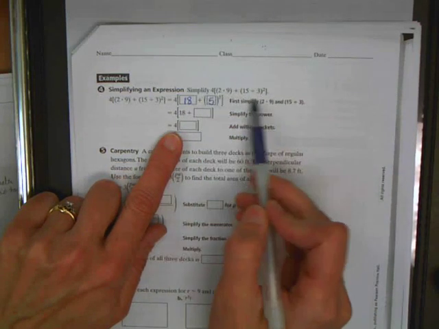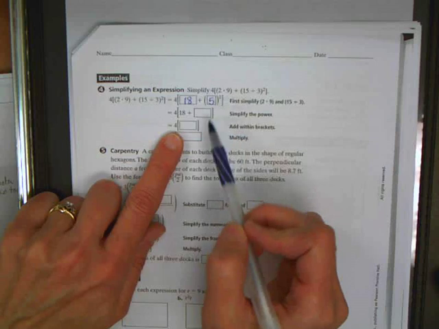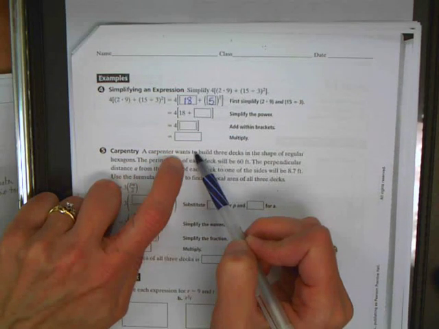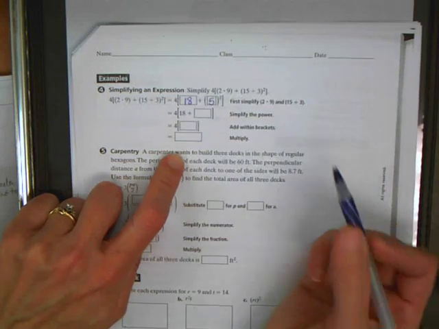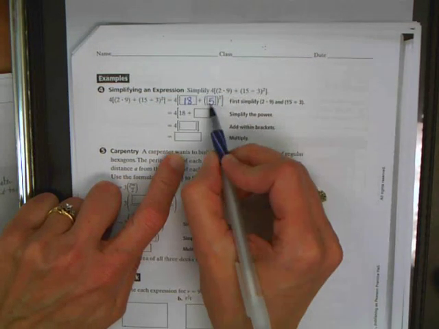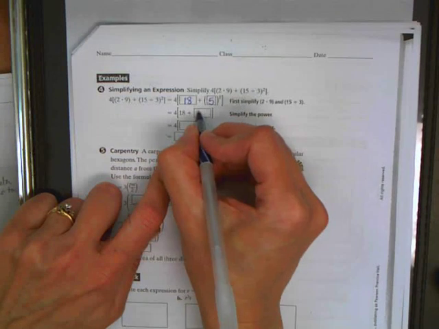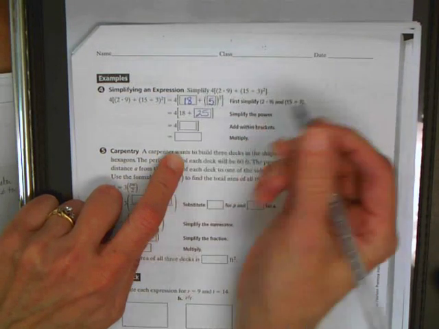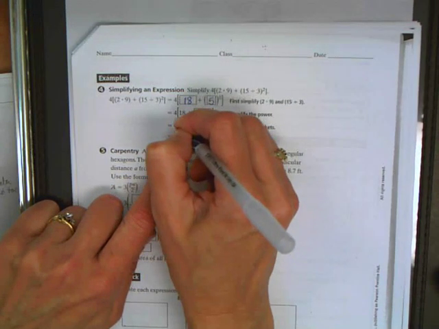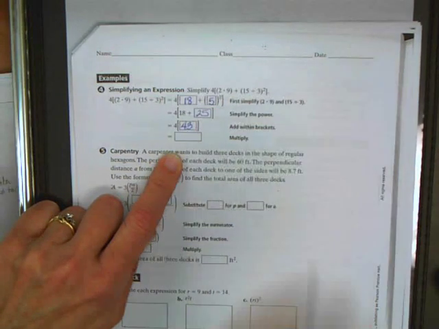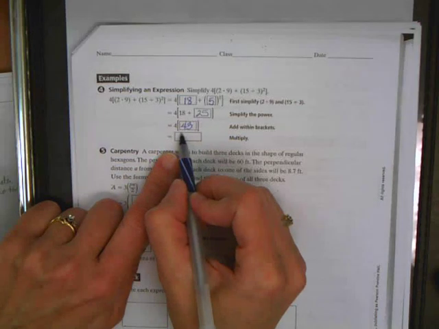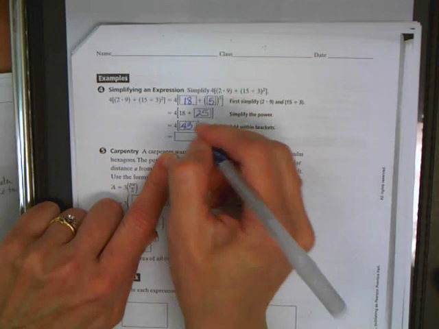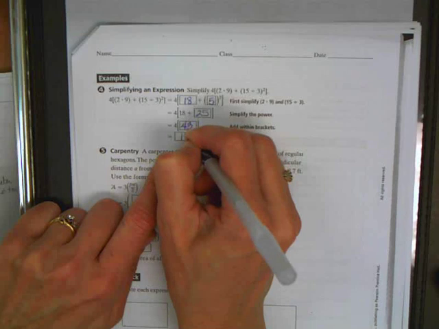The brackets I'm going to save for last, because I'm still working on my brackets. I still have to make everything come down to one number in here before I actually answer the question. So I'm going to square the 5. 5 squared is 25. And then 18 plus 25 is 43. Now I multiply 4 times 43, which is 172.